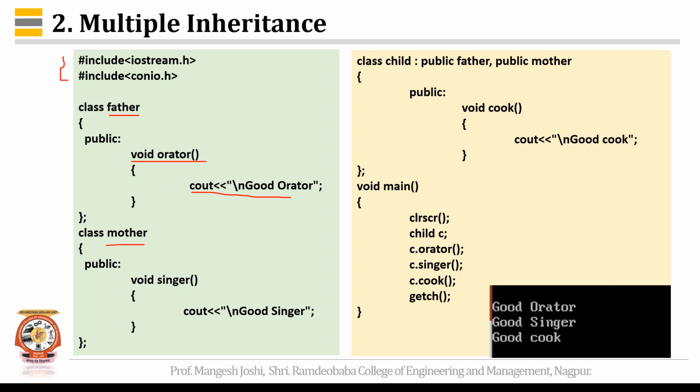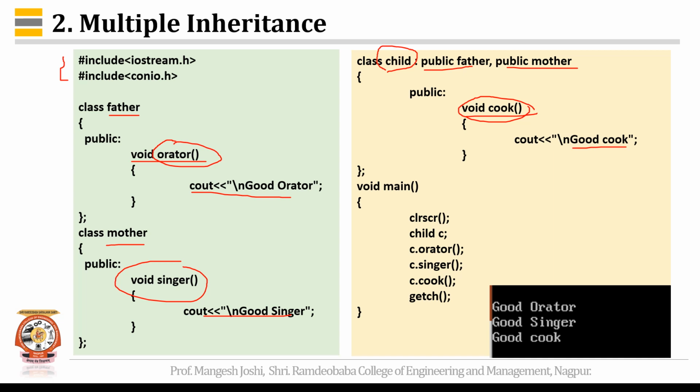and it will display good orator, which is the characteristics of a father. Then you have another class, that is the base class, having a function singer, right? So we have seen mother is a good singer. So that's why these are the two base classes, and from these two base classes you have derived the child class. So along with these two, that is orator and singer, an additional function is there, that is cook. So child is maybe a better cook, right?